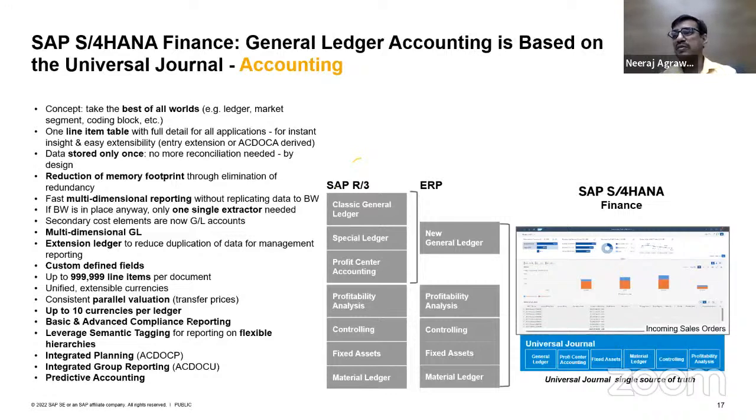We have integrated planning. There are two questions, Neeraj, probably if you would want to take it up. One is whether soft close will help in having a real income statement at any date, instead of waiting for the month-end close for depreciation settlement.